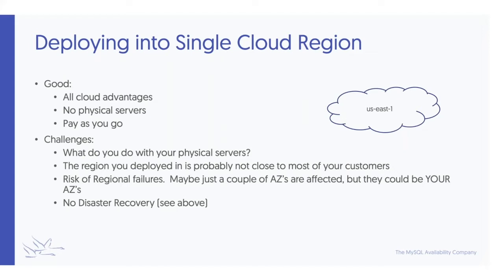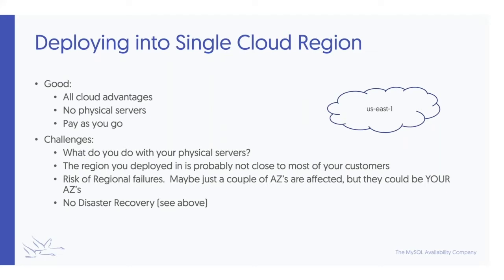So aside from that, what if there's a regional failure? Or what if there's a failure of one or more availability zones in that region? Well, if the region is down, your app is down and your customers cannot use your application anymore. If you have a couple of AZs down in a region and they happen to be the AZs that you're deployed in, you're also down. So there's a little bit of risk there by deploying only in one region.